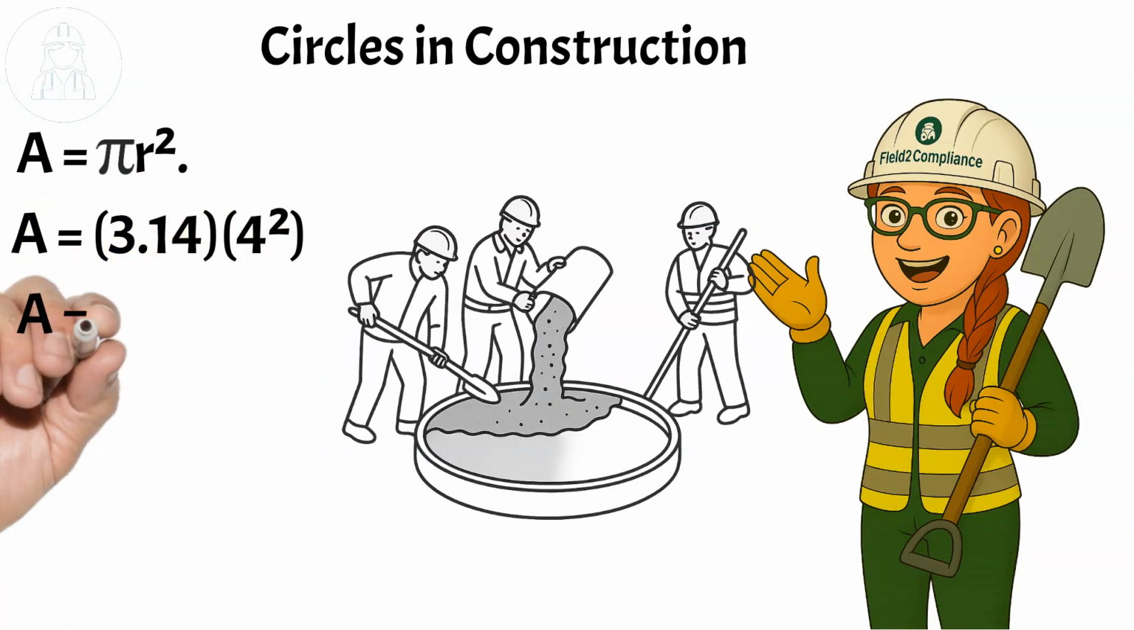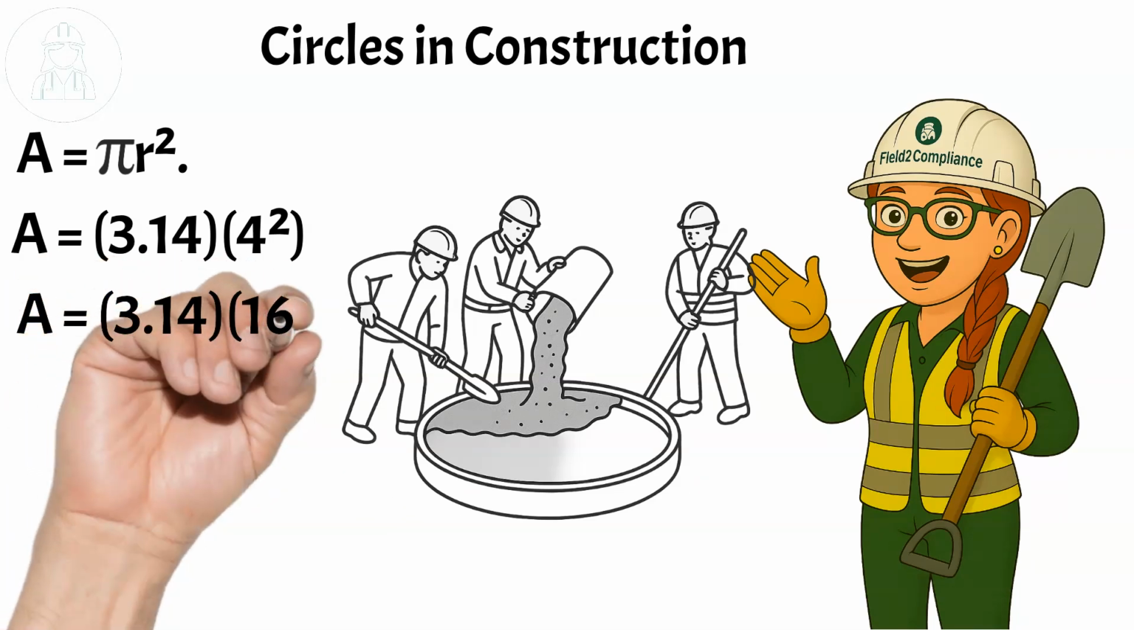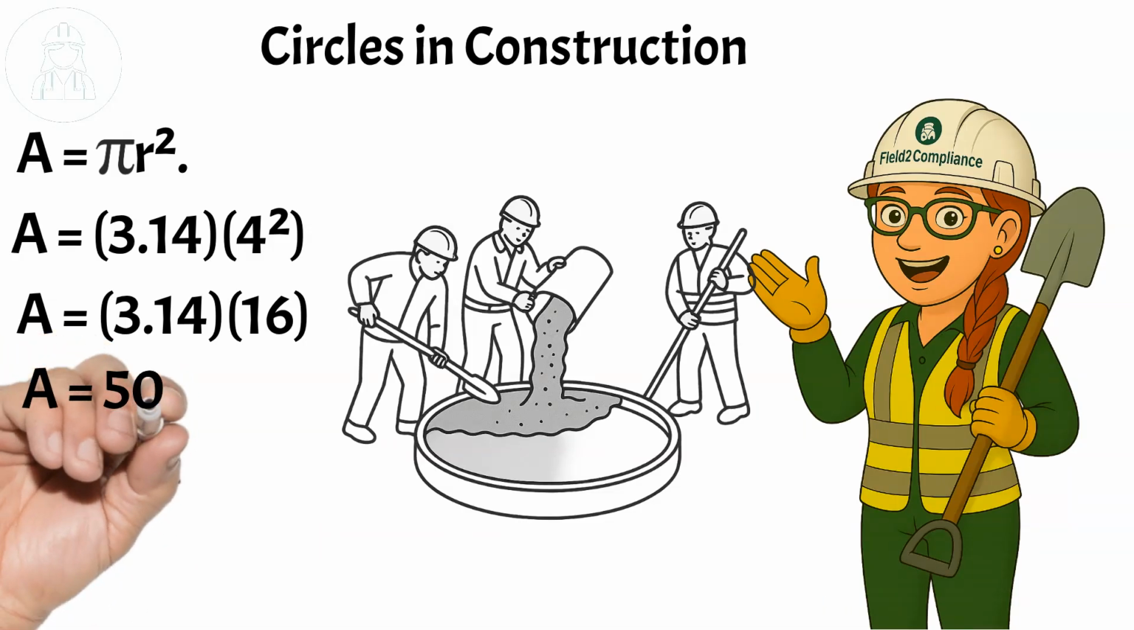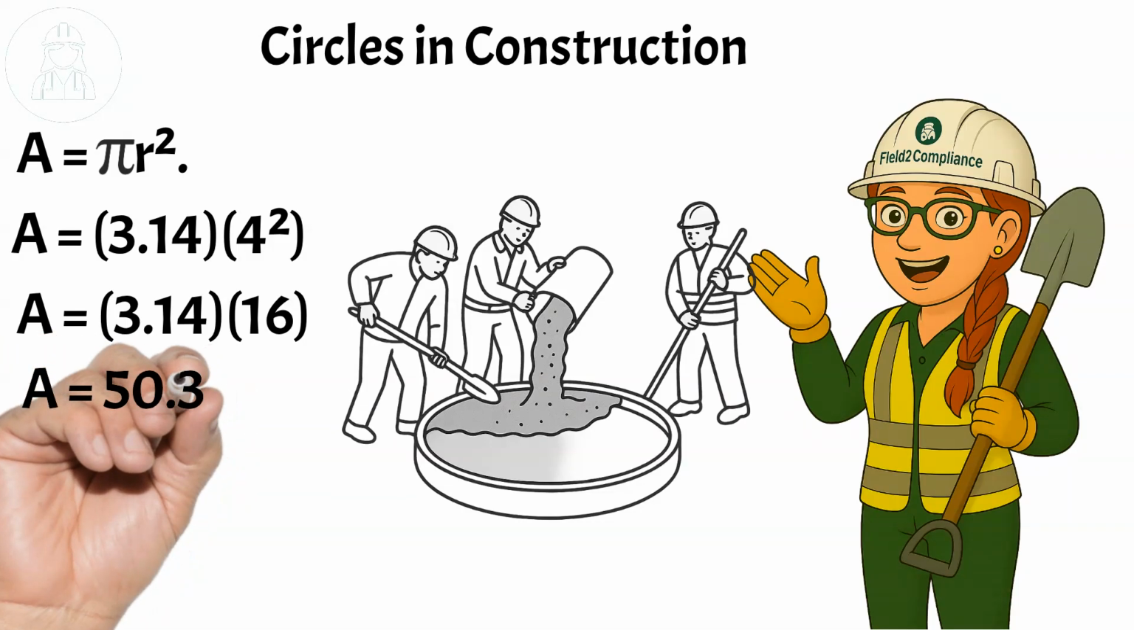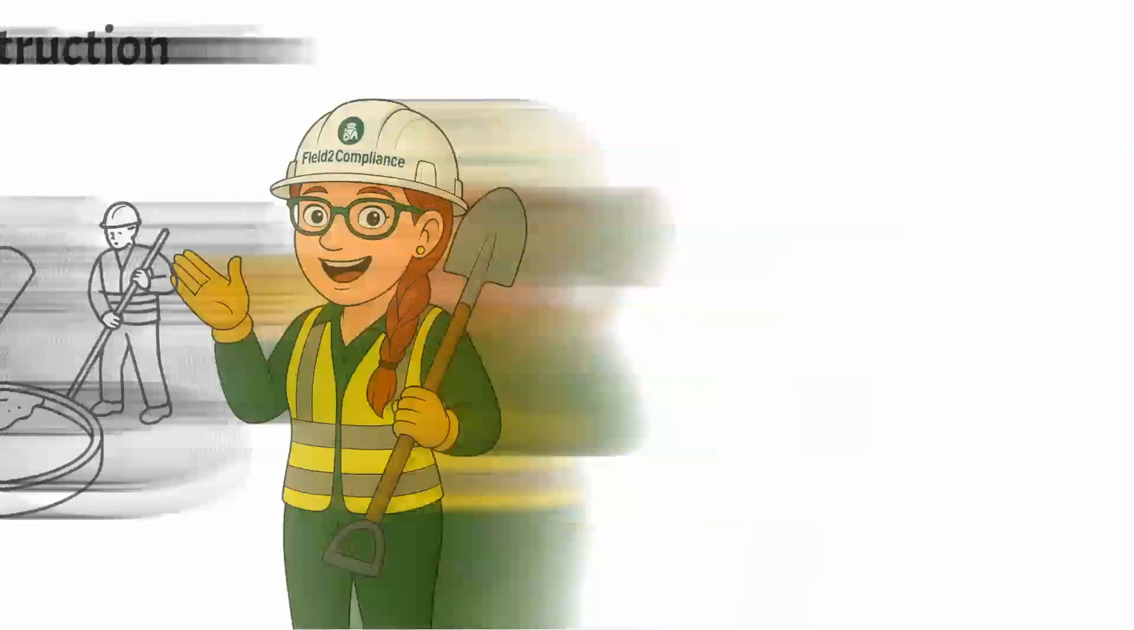So what does that mean on the job site? Think of the area as a surface inside the form. If crews are pouring concrete, this number tells us how many square feet of coverage we'll fill. In other words, the radius alone gives us everything we need to know about both the distance around and the surface inside a circular foundation.